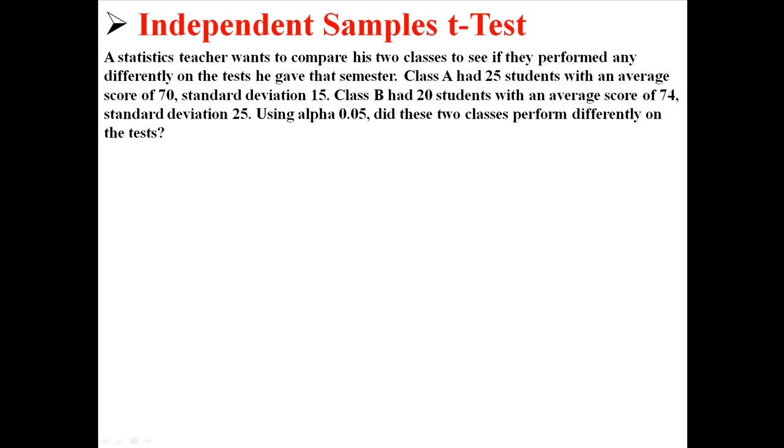Class A had 25 students with an average score of 70, standard deviation 15. Class B had 20 students with an average score of 74, standard deviation 25. Using alpha level of 0.05, did these two classes perform any differently on the tests?